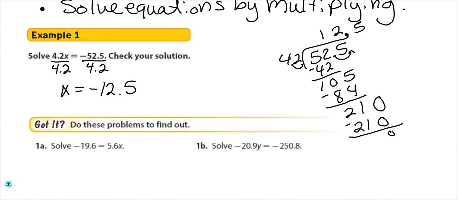All right, go ahead and try the got it questions by yourself. So there are 4 of them. It's going to maybe take you a little bit. You may want to have a little bit of extra room on this one, so kind of write farther over or just write small. If you need another piece of paper, that's fine too.